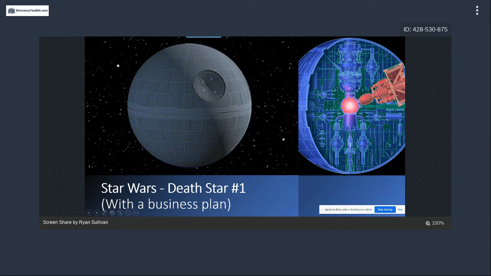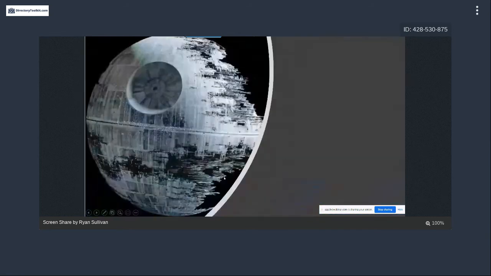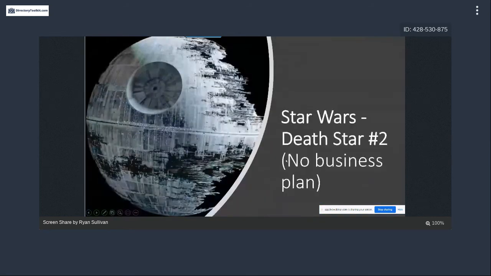Oops, sorry, hold on. There we go. This was Death Star number 2 without a business plan. So this one did not work out as well. Doesn't look as good, right? A little raggedy. I don't think it was as efficient. It didn't work as well, and got destroyed just as fast. So you guys want to have a business plan, right? You don't want your business to look like this. With the business plan, it can be a nice, whole, round, good business model, and you're successful.